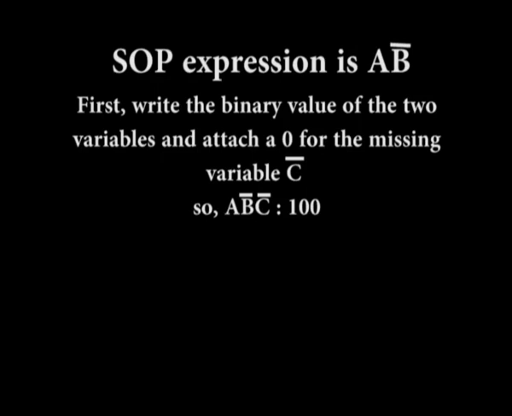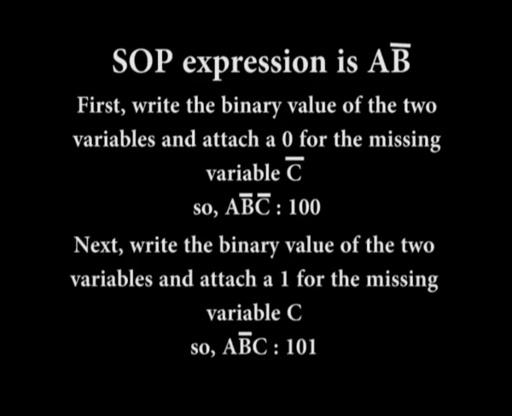First, write the binary value of the 2 variables and attach a 0 for the missing variable C bar. Next, write the binary value of the 2 variables and attach a 1 for the missing variable C. The two resulting binary numbers are the values of the standard SOP terms.